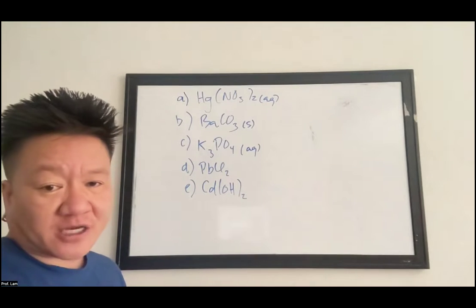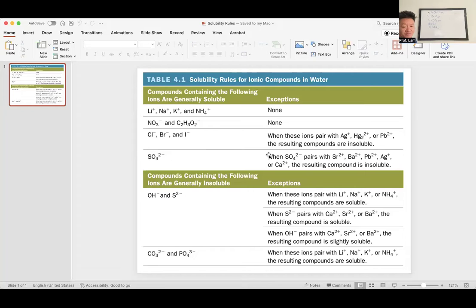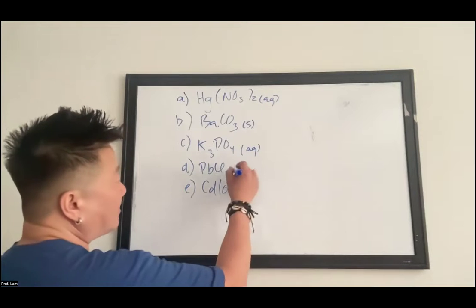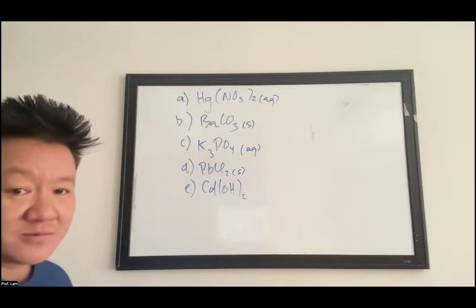PbCl2, let's check that one. Lead 2 chloride. Chlorides is in this section here. It's generally soluble. However, let's look at the exception. When it's paired with silver, mercury, or lead. Oh, okay. So when it's paired with lead, it's gonna be insoluble. And so therefore we put solid.